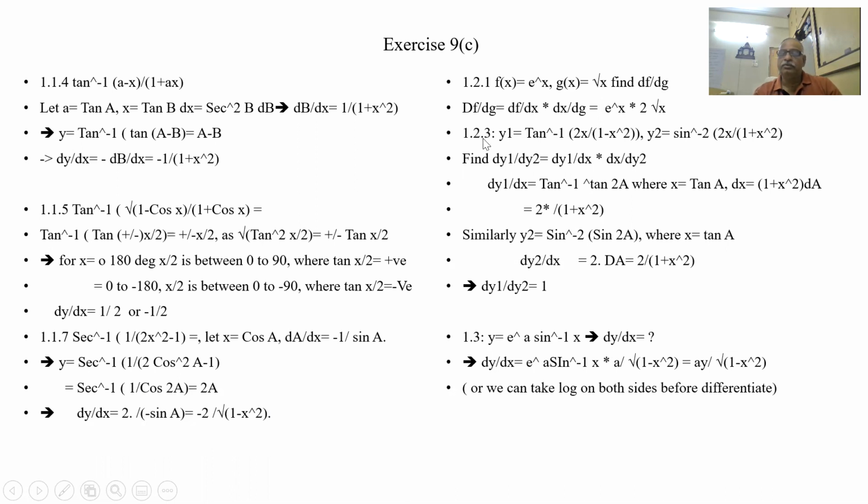Let us see 1.2.3. Tan inverse of 2x by 1 minus x square. Same thing, we have just done this. 2 tan theta by 1 minus tan square theta.